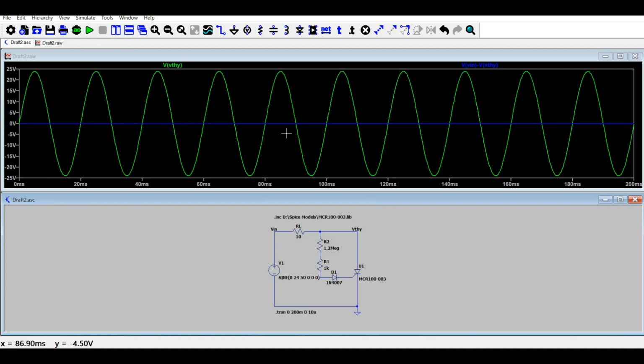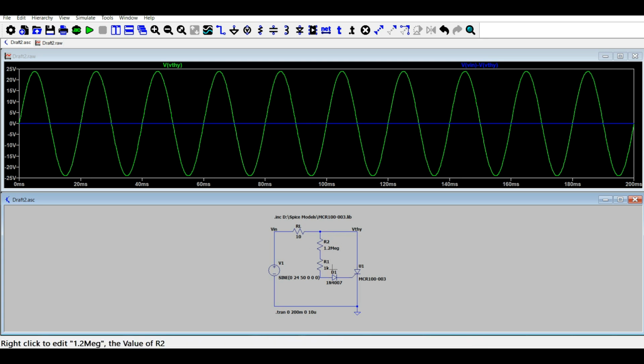And now you can see that this positive half cycle is also appearing across the thyristor, and the output voltage has become 0 volt. So it means this specific circuit has the gate triggering part such that the maximum firing angle achieved is 90 degrees.